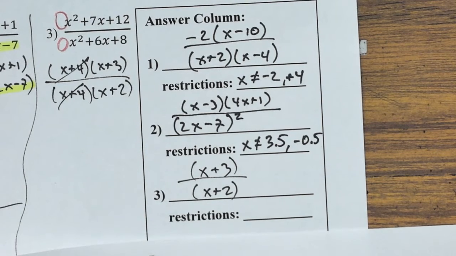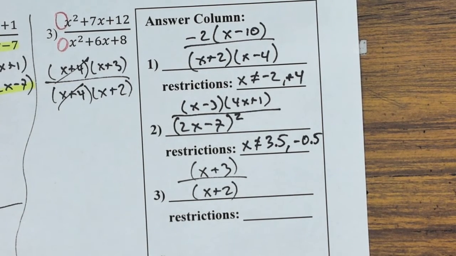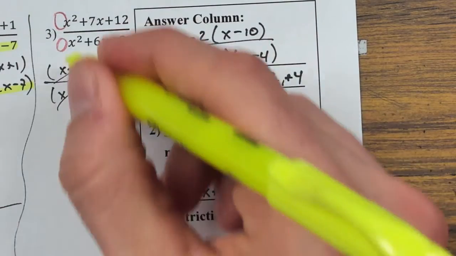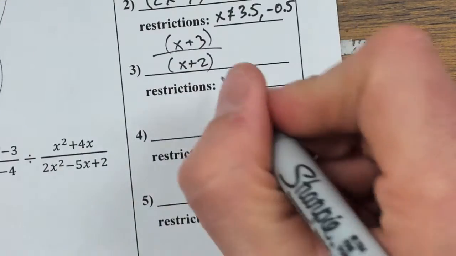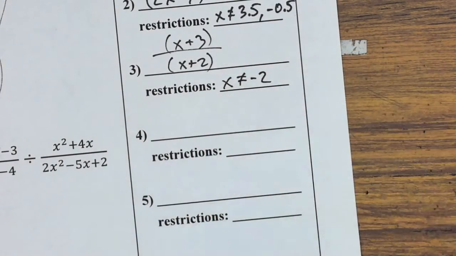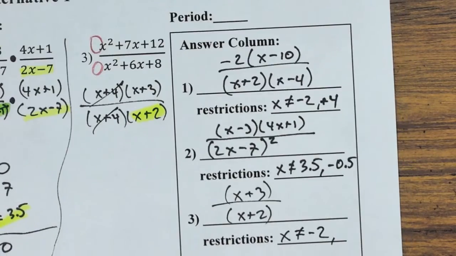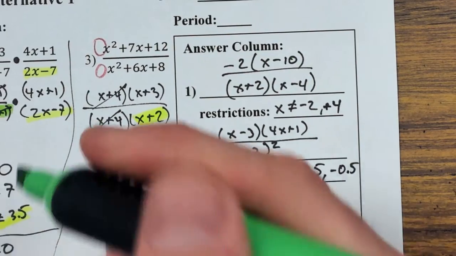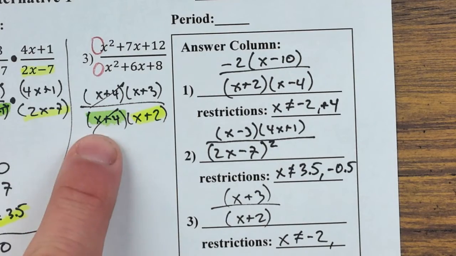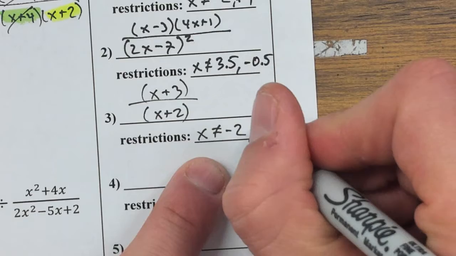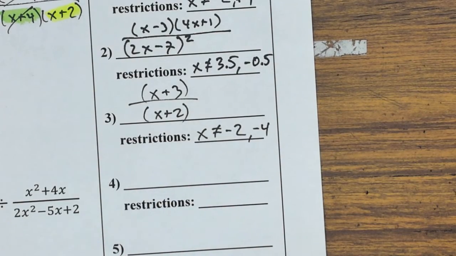And now we have to deal with the restriction. So let's look at what we have. On the bottom throughout the entire problem is this x plus 2. So therefore, there's no other x plus 2, so we're going to say x can't be negative 2. Otherwise, the bottom would be very bad. And then, even though it got crossed out, before it got crossed out, we don't want x to be negative 4, because that would be bad too. So I'm going to write in my restriction for number 3 also a negative 4.